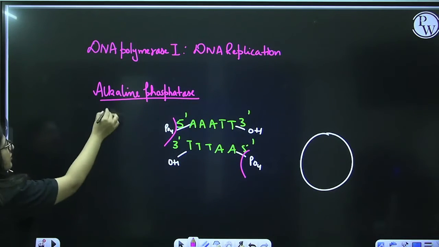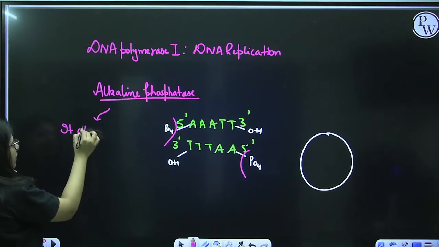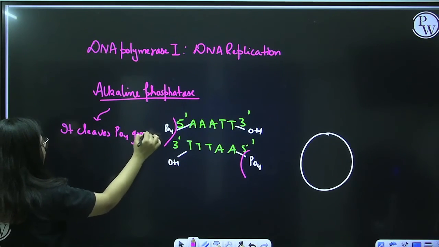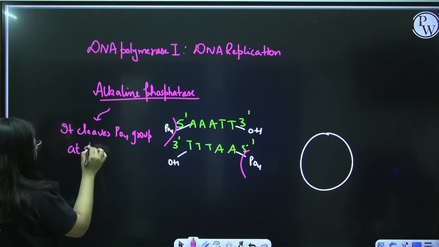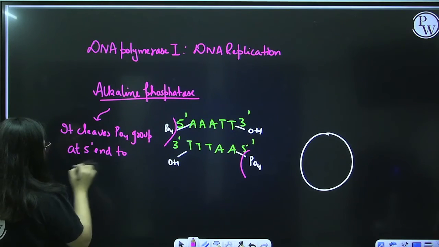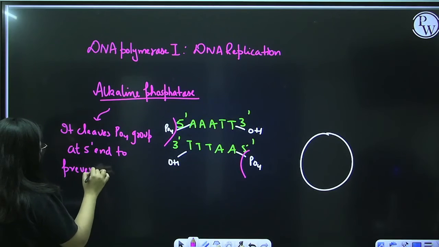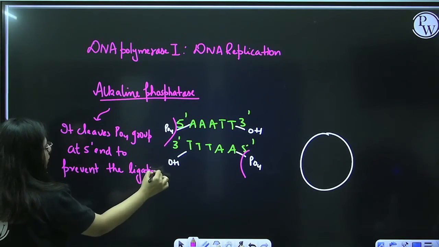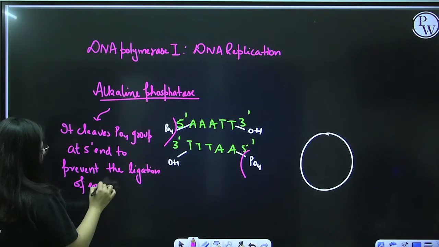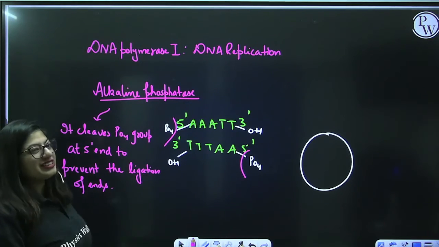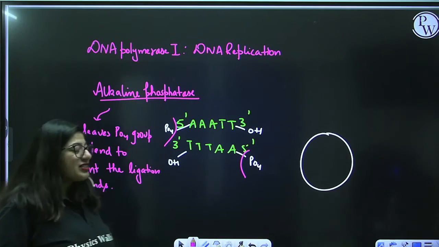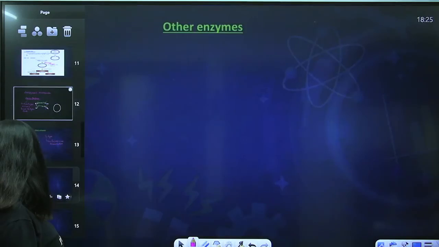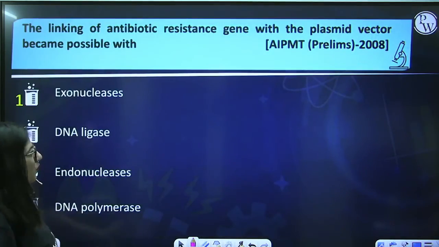So what does this enzyme do? It cleaves the phosphate group at the 5' end to prevent the ligation of ends. So that's why I need alkaline phosphatase also. So that was all about the enzymes. Let's move further and talk about some questions.